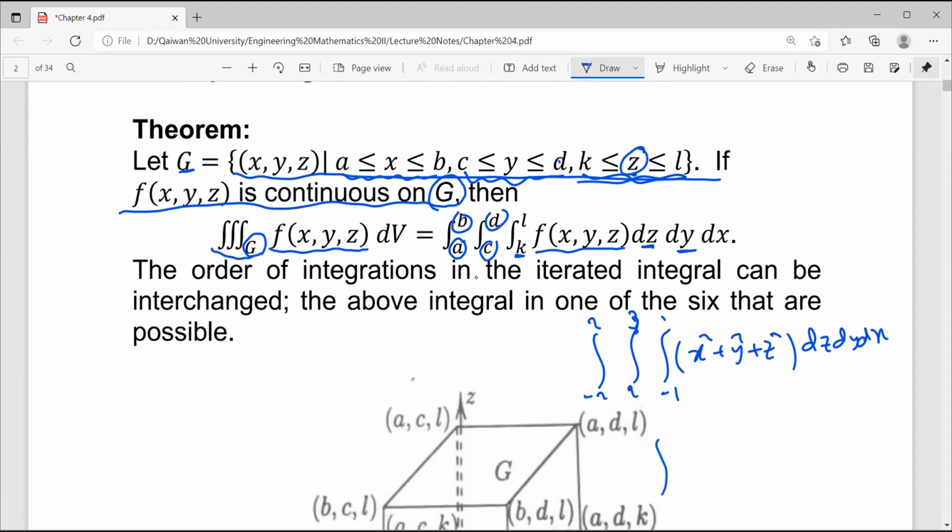We can change the order of this integration, where the function is x squared plus y squared plus z squared. If we take dy, dx, and dz, we just change the limits. For y, we have from 2 to 3. If all are constants, we can do this. X is from -2 to 2, and z is from -1 to 1. That's all we do if all lower and upper limits are constants.